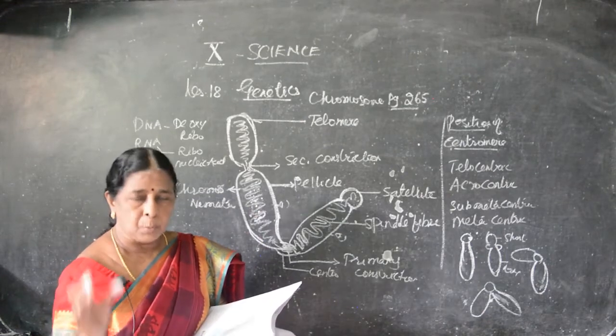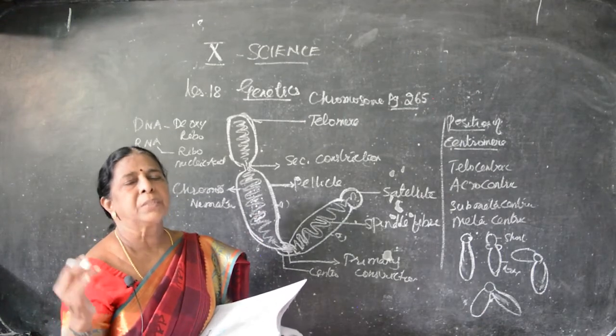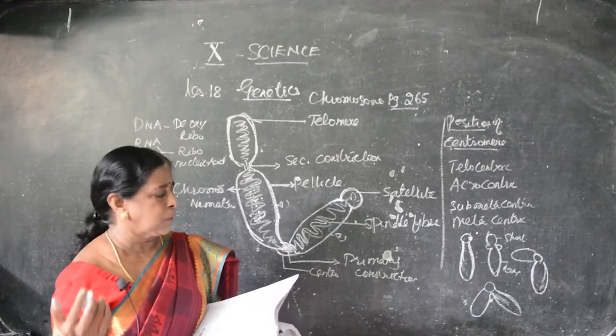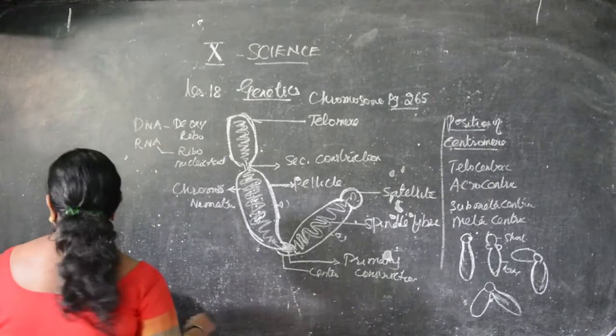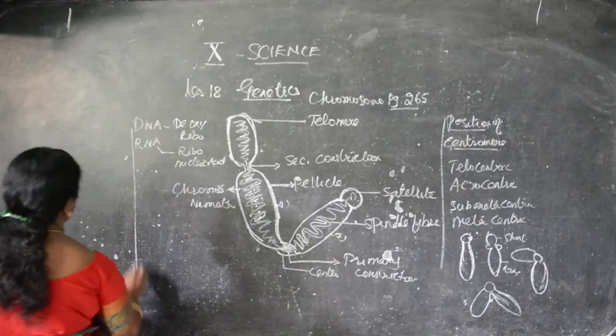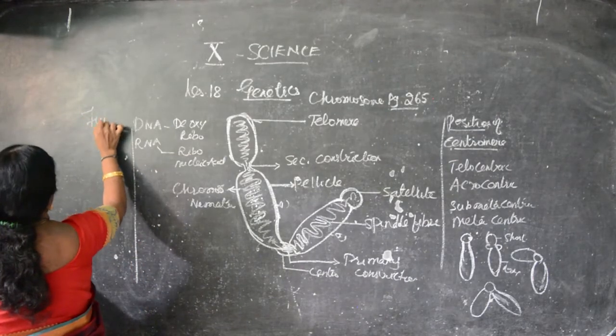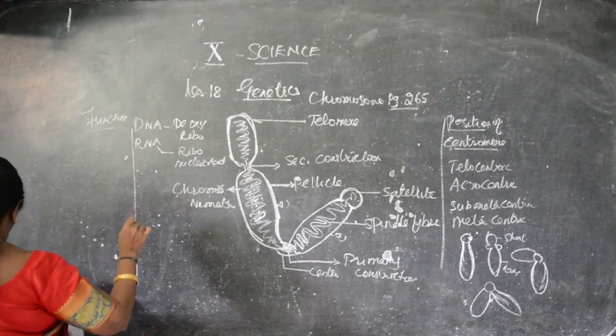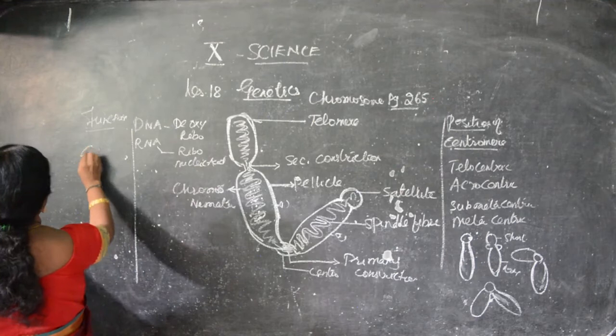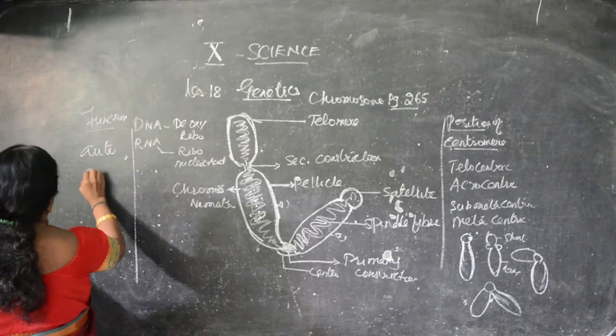So first we have seen chromosome. Chromosomes are further divided into many kinds. One is based on the position of the centromere, the other one is based on the function. Okay? Based on function, it is known as autosome and allosome.